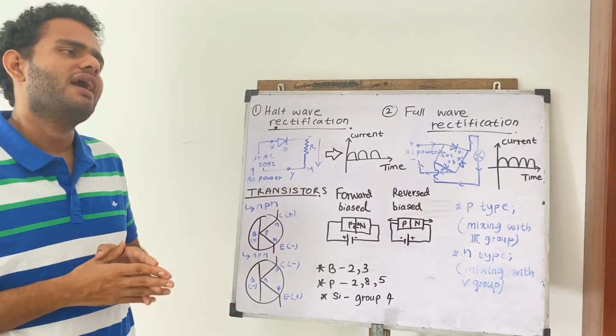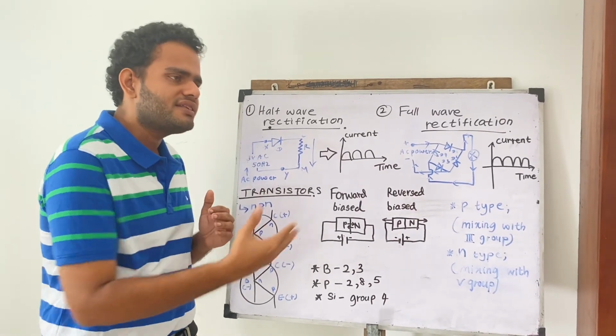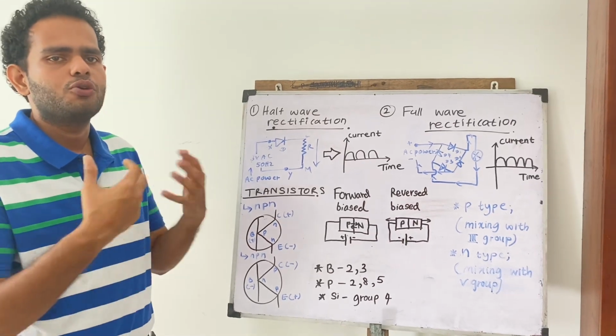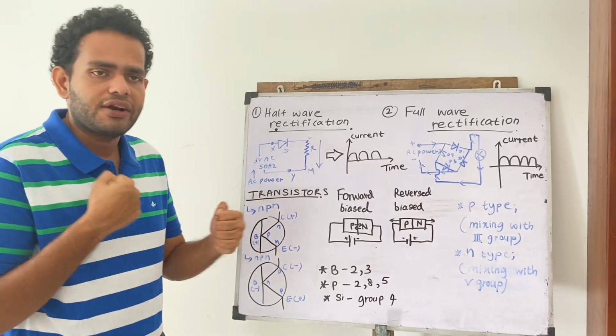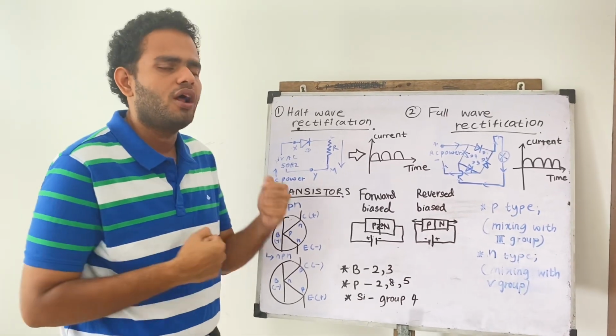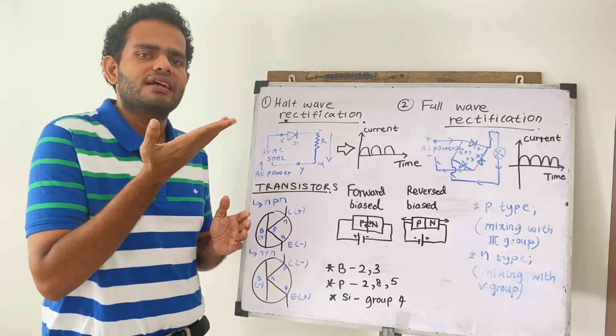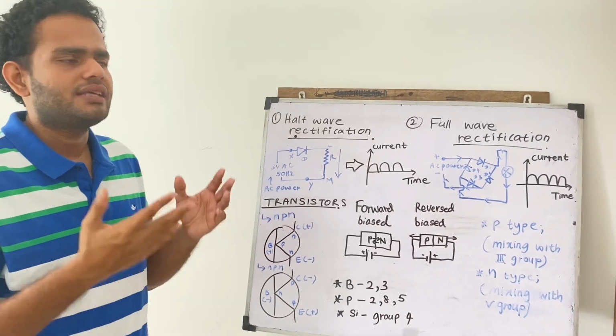The main reason behind this is that when you increase the temperature, the number of bonds which break down and the movement of electrons and the positively charged holes will increase, and this will increase the conductivity of the semiconductors.